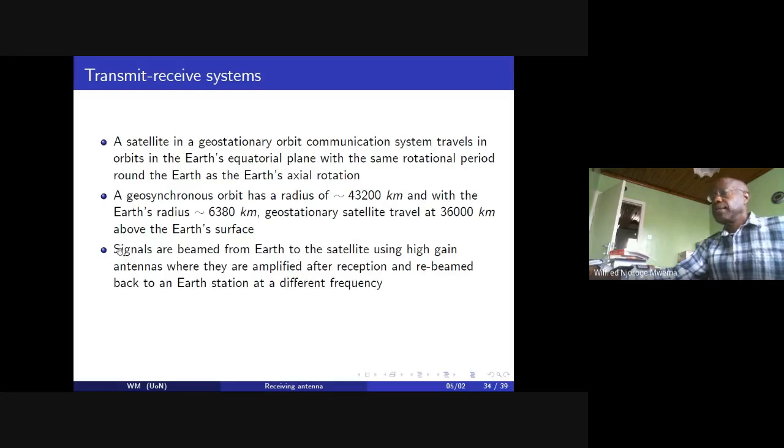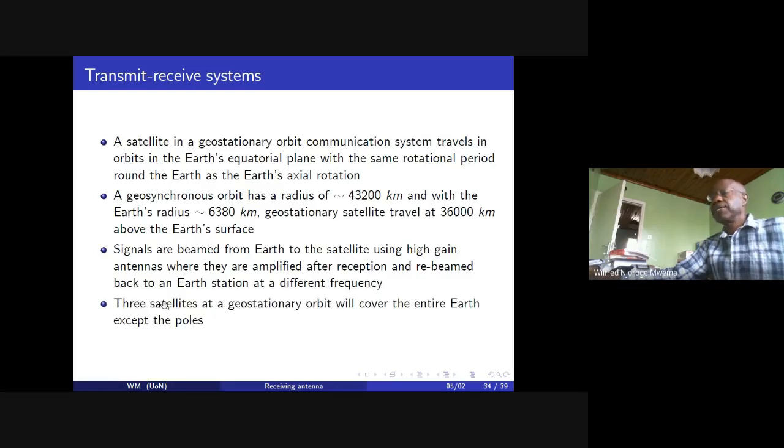Signals are beamed from the Earth to the satellite using a high-gain antenna, where they are amplified after reception and then rebeamed back to the Earth, to an Earth station like the one we have at Longonot, at a different frequency. That is, the uplink frequency is different from the downlink frequency as well. Three satellites in a geostationary orbit can cover the entire Earth except at the poles.